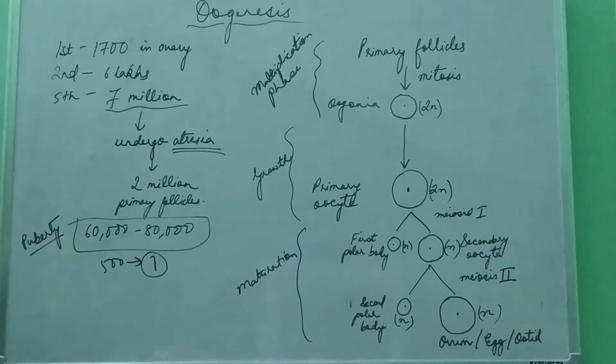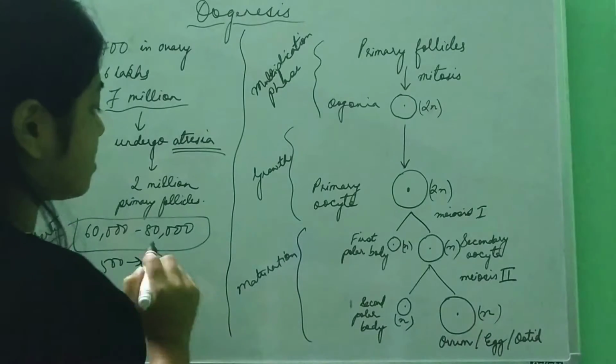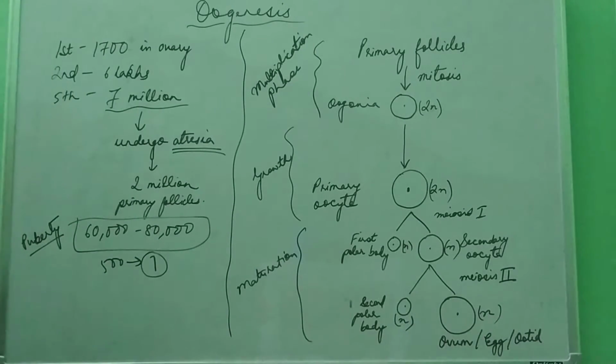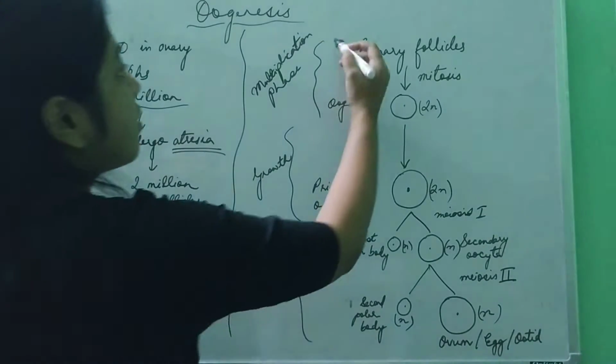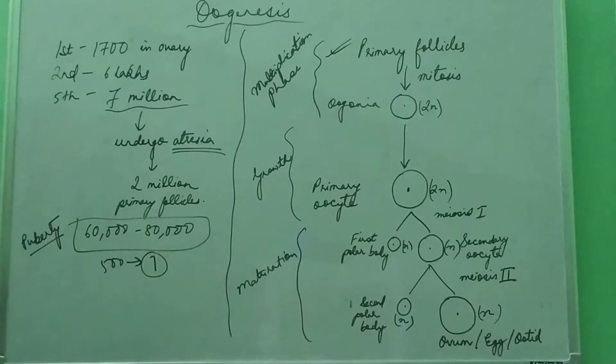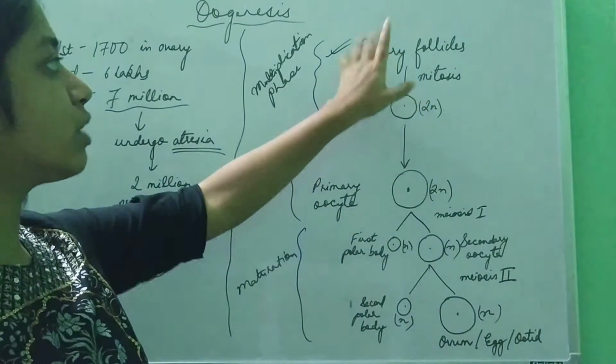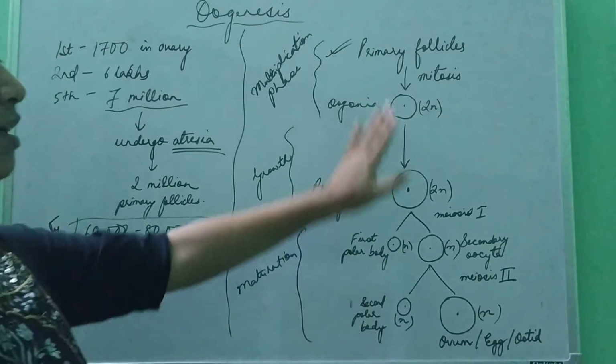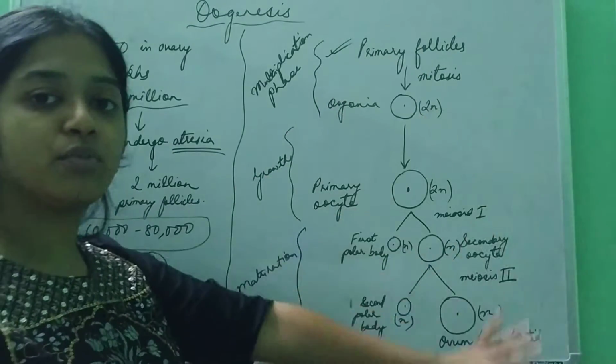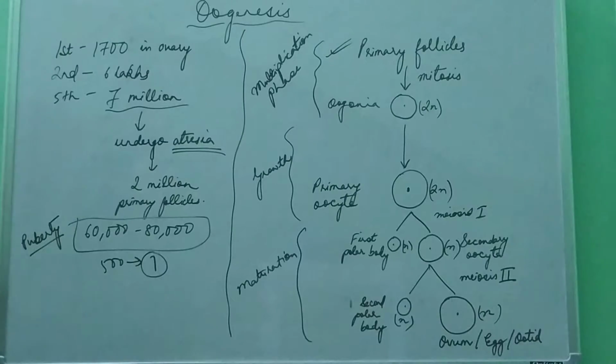Now we'll see the different phases of oogenesis. Oogenesis is the formation of ovum. The primary follicles that are formed will start the process. At puberty, what will happen? The whole process of oogenesis, before puberty and after puberty, both included.